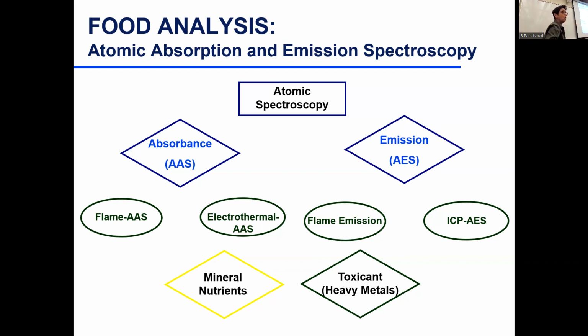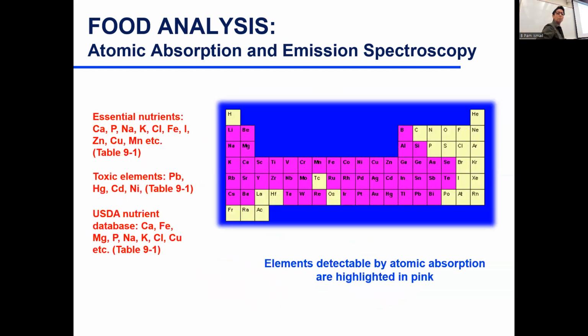Basically, in atomic spectroscopy, in food analysis, we care about determining mineral nutrients. So in the lab, you determine calcium and iron. These are important minerals, and they are on the nutrition label. Sometimes we need to measure others besides calcium and iron. Potassium and sodium are also on the nutrition label, but there are also other minerals that are of interest from a nutritional perspective, and also from a toxicity perspective. So lead, for example, mercury, cadmium, nickel is another one.